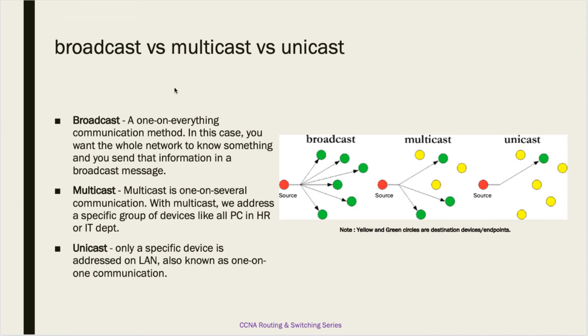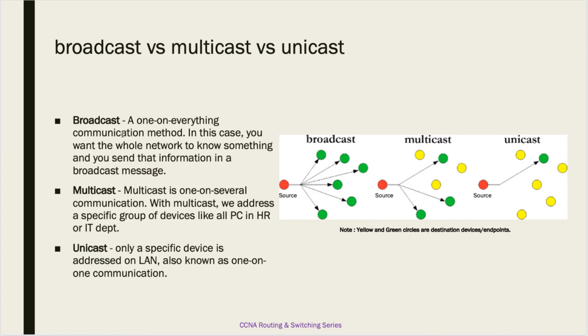Let's take a look at a few more things. When you are working with any kind of network, just like we learned half duplex versus full duplex, there are a few more things that we need to understand. There are different types of communication methods basically. We have something called broadcast, something called multicast, and something called unicast.